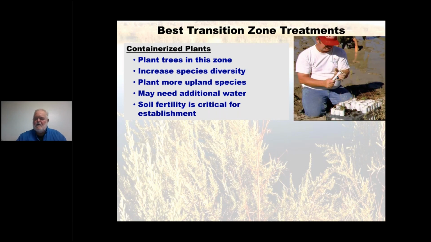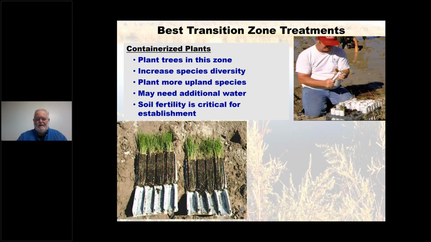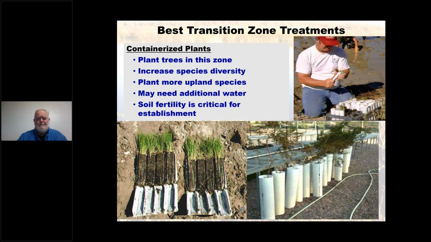So these are containers. I'm sure a lot of you are familiar with those. And then these are book trainers. It's like a book, it opens up and then you've got the growth in there, and then deep pots.